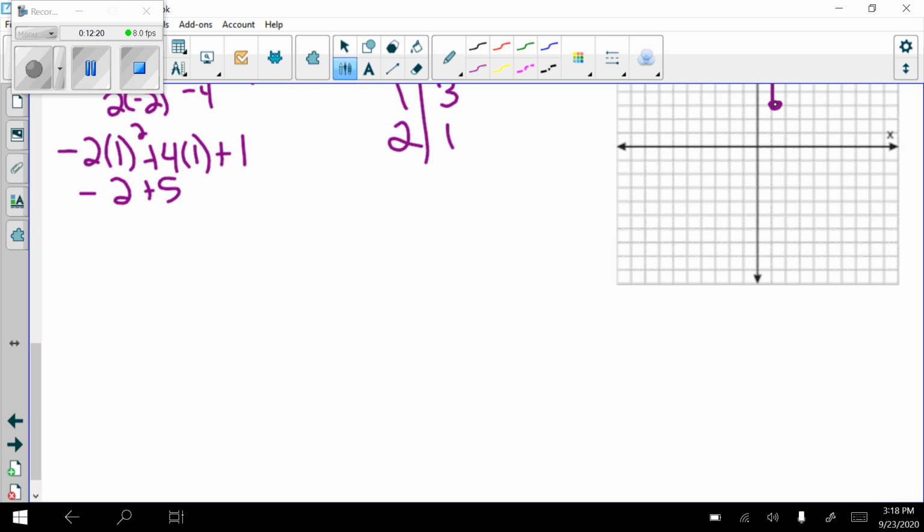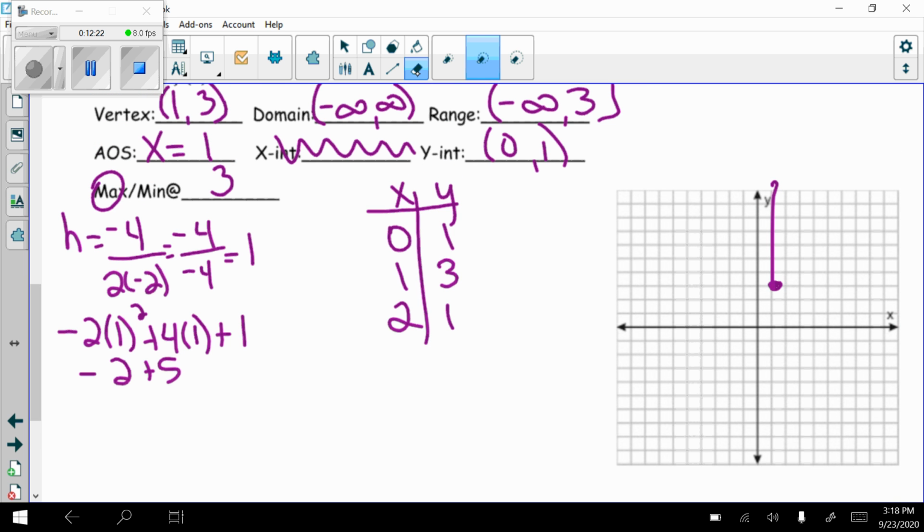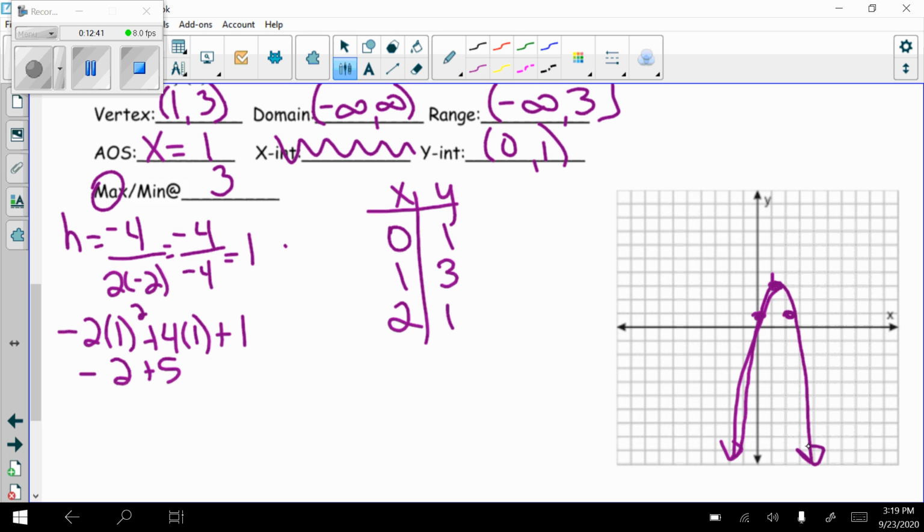So there's my point. Let's see if I can erase that so it doesn't look like it's part of my graph. Okay. 0, 1. And 2, 1. So here's my parabola. Again, I need my axis of symmetry labeled x equals 1. All right, so that's how we graph in standard form.